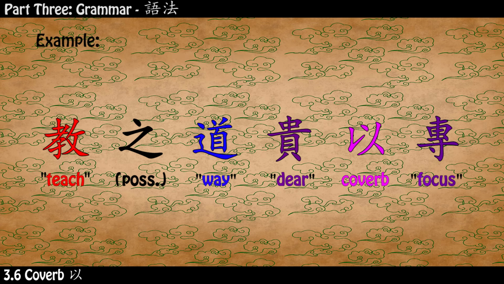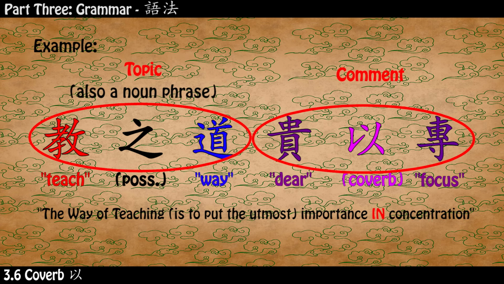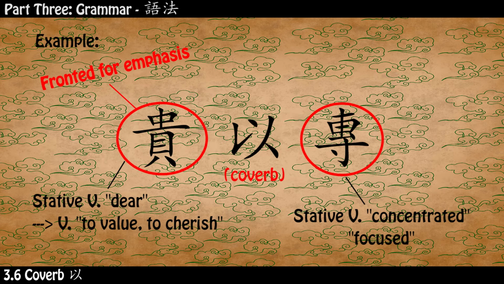教之道, 贵以专. The topic here is 教之道, the Tao of education, or the correct way of teaching, and the comment is 贵以专. Let's unpack the second half, shall we? 贵 means dear, valuable, or important, here acting as a verb to consider important or to consider valuable. 贵 is also fronted for emphasis. 专 is a stative verb to be concentrated.